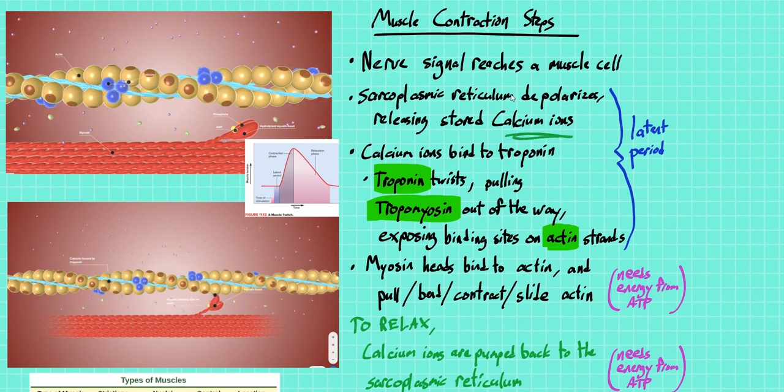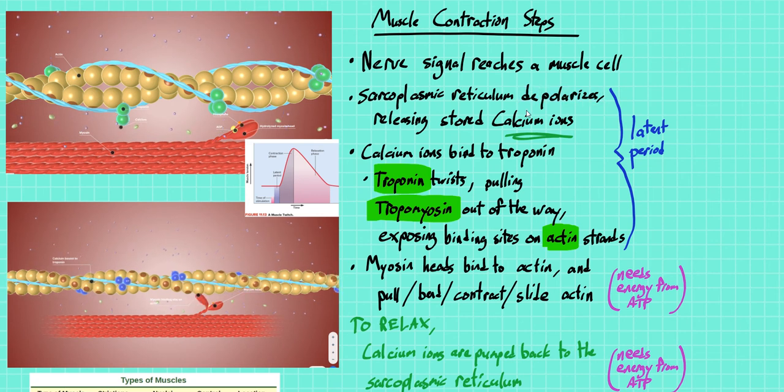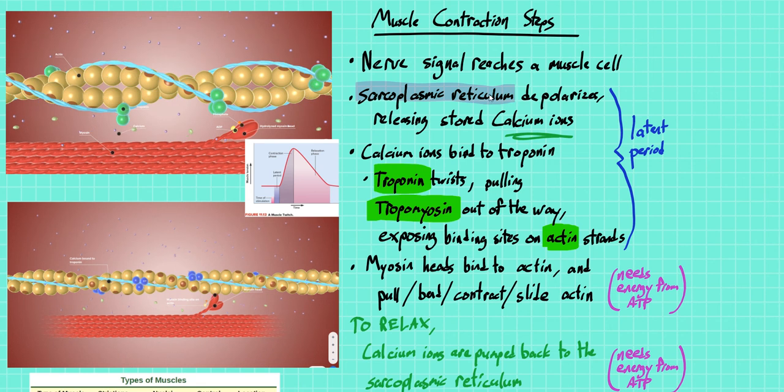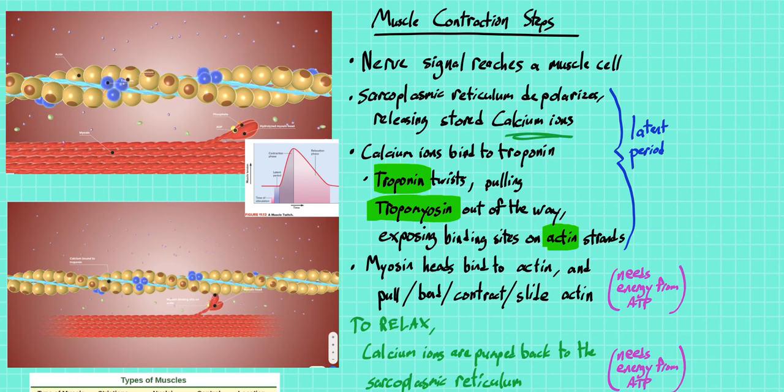So the process there is called depolarization. You'll learn more about that in Bio 30. But calcium ions are stored in the sarcoplasmic reticulum. The sarcoplasmic reticulum lets those calcium ions out. They're going to go in amongst the myofilaments, and they're going to stick. So these little bits here are calcium ions.